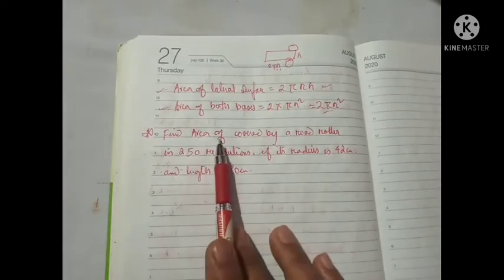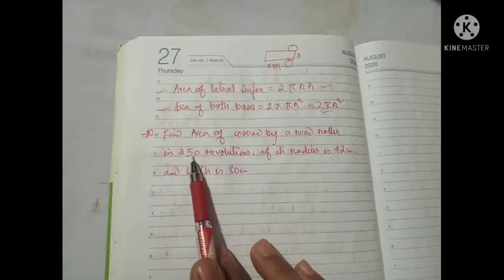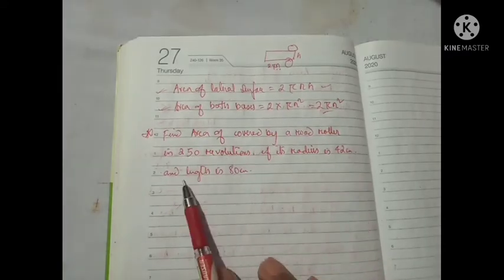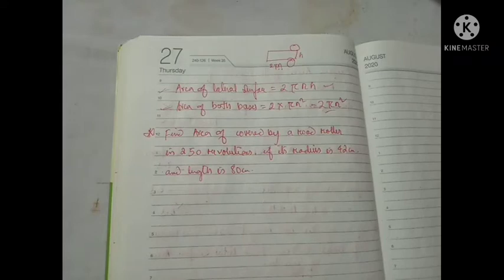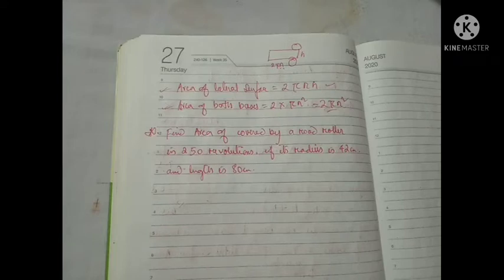Find the area covered by a road roller in 250 revolutions if the radius is 42 and the length is 80. This is another important topic: the area covered by a rolling cylinder. You have seen the road rollers that are used for repairing the road.